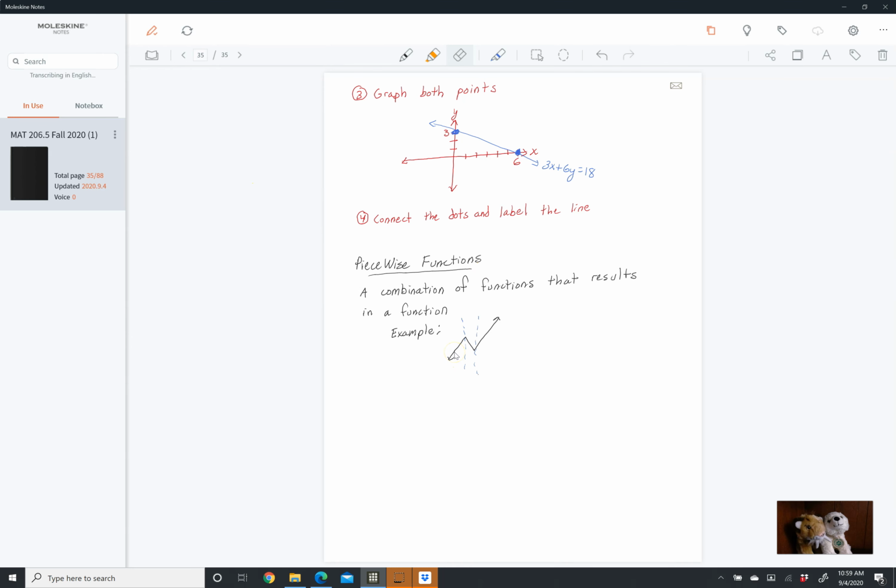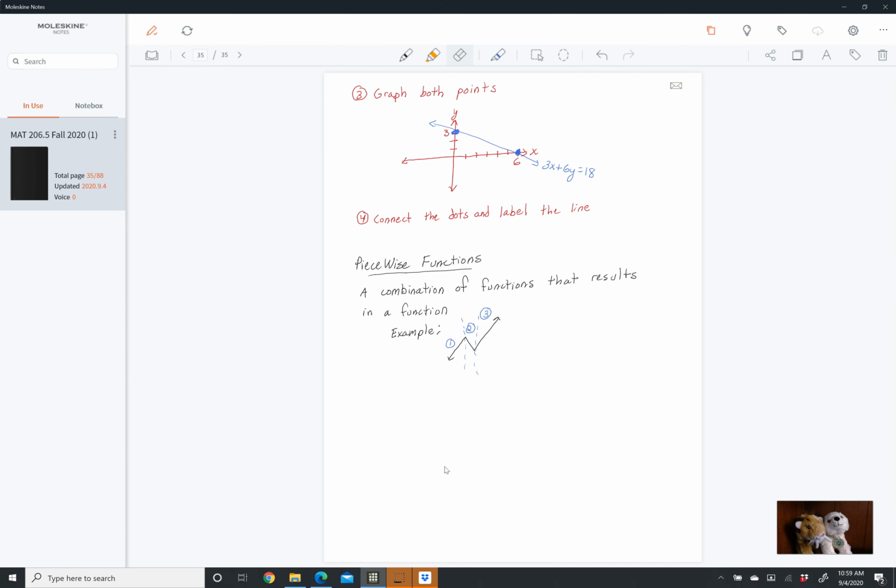Here's our first piece. This is our first function. In the middle is our second function. And then on the end is our third function. So we have 3 separate functions. And the result is still a function. If we drew vertical lines through here, we would never cross through the graph more than once, right? This passes the vertical line test. Now, it doesn't have to be 3 pieces. It could be 10 pieces. It could be 2 pieces.